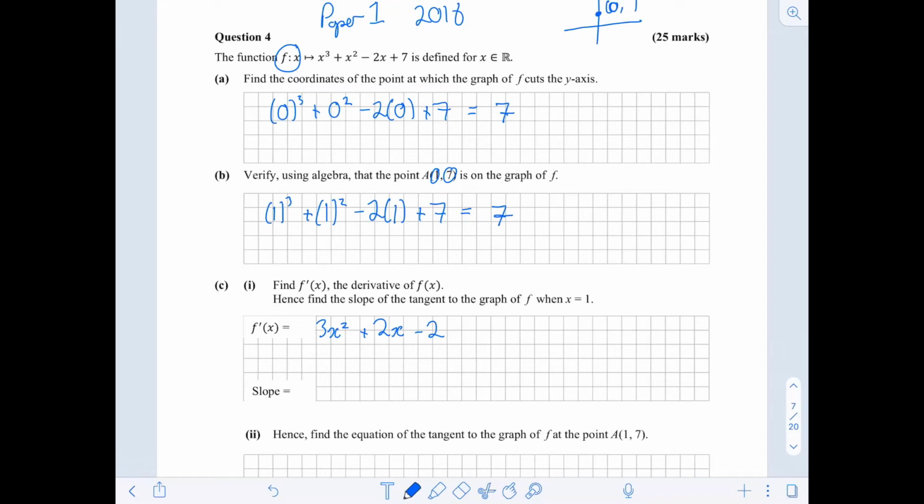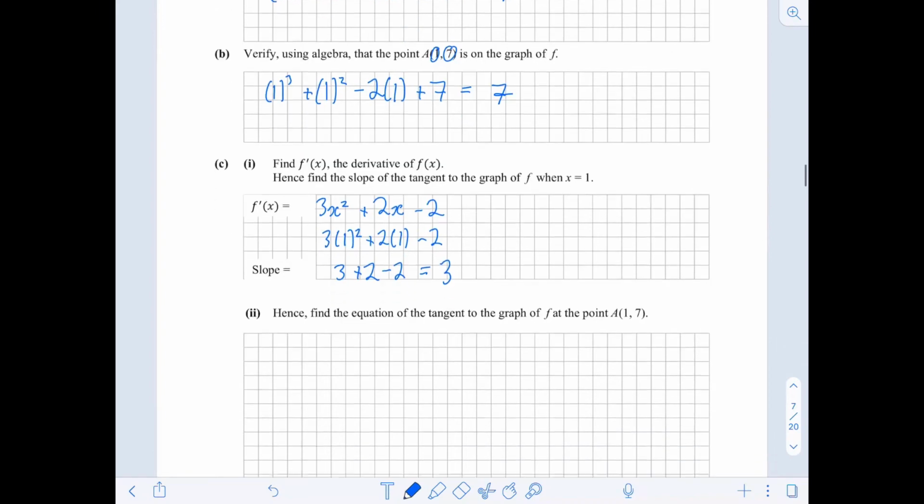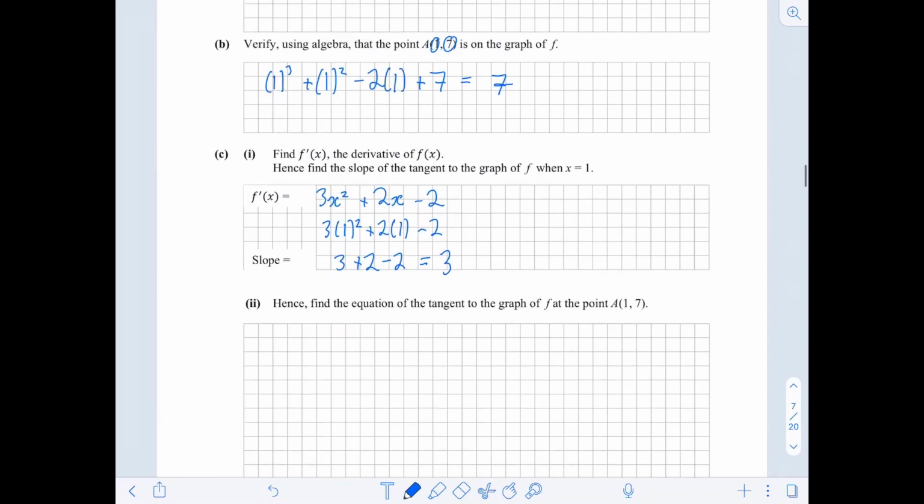Hence, find the slope of the tangent of the graph when x is 1. So we put x into this thing here. So we go 3 times 1 squared plus 2 times 1 minus 2. So that's going to give us 3 plus 2 minus 2. So that's going to give us 3. So very straightforward question so far.